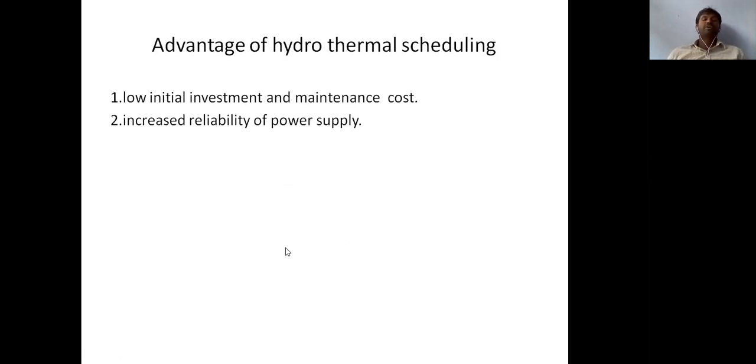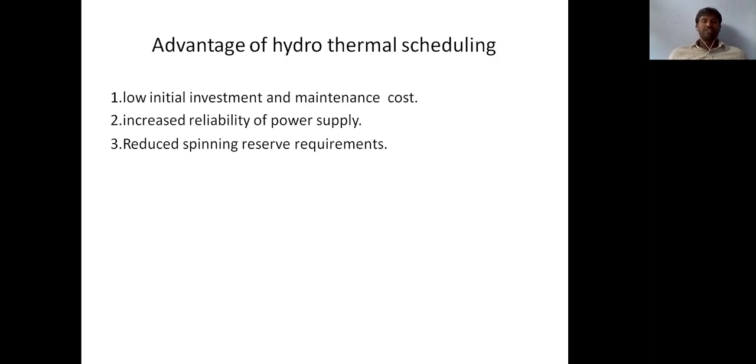The next advantage is increased reliability of power supply, meaning improved quality. Increased reliability means that if coal is not available, we can use the hydropower plant, generating power from available water. In the dry seasons, when water is not available, we can use the coal thermal power plant. So the combination of hydro and thermal plants increases the reliability of power supply.